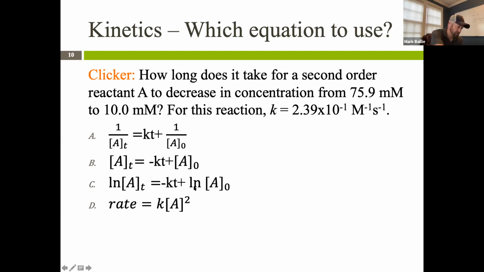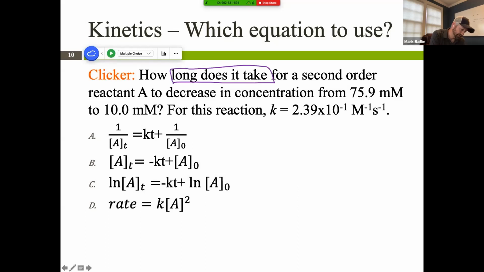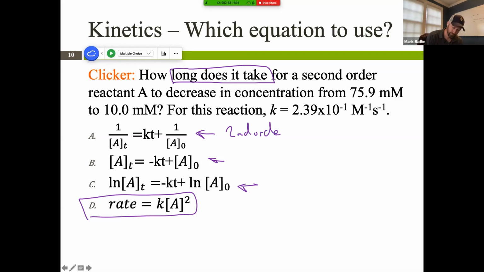One of the things I want you to think about here is, if we're looking for how long it takes, does D have time anywhere in the equation? Okay, so always look for the variable that you want to solve for in an equation. All of the ones above here, these three all have time in the equation, but the one that applies for second order is this top equation. This one is zero order, and this is first order.